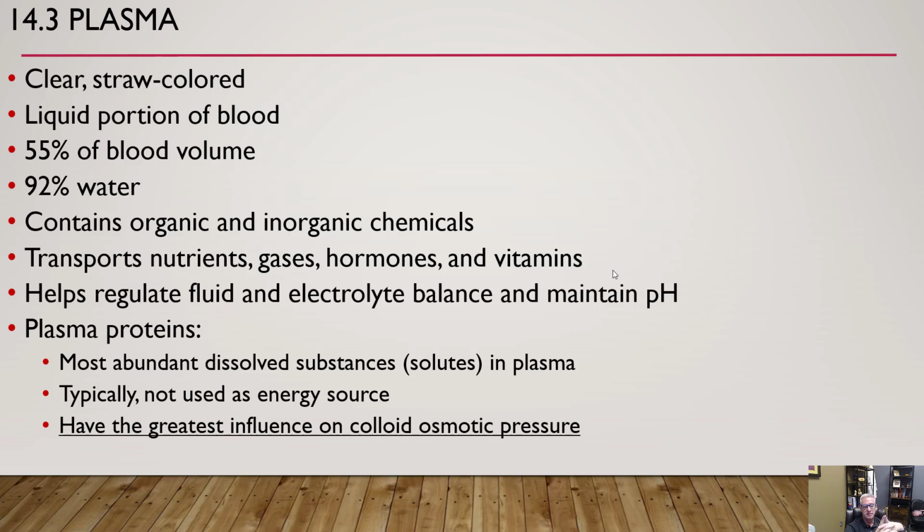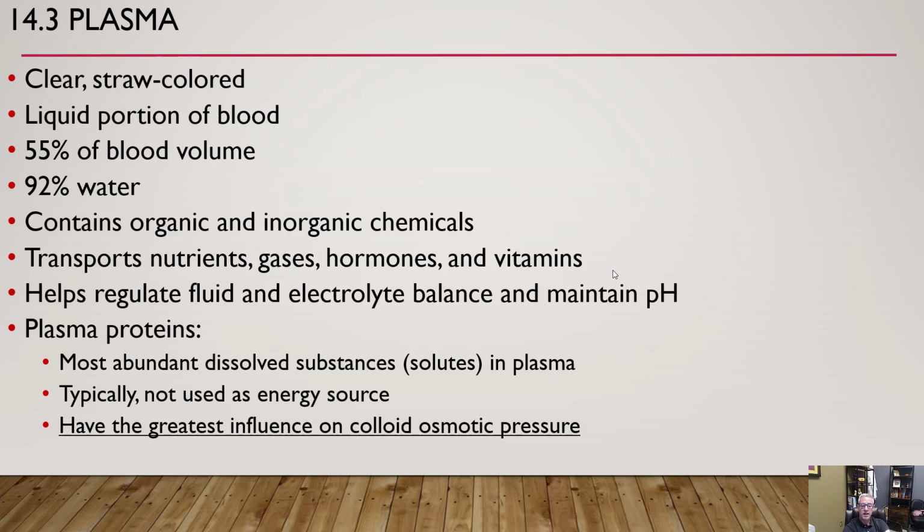Remember, this is very viscous. Viscosity refers to how fast the blood flows. If your blood is too viscous, your blood flow will become sluggish. If the blood isn't viscous enough, your blood will flow too quickly. Both conditions will make your heart work harder. Your blood plasma will help transport gases, nutrients, hormones, vitamins, helps regulate your pH, and maintains your fluid and electrolyte balance.